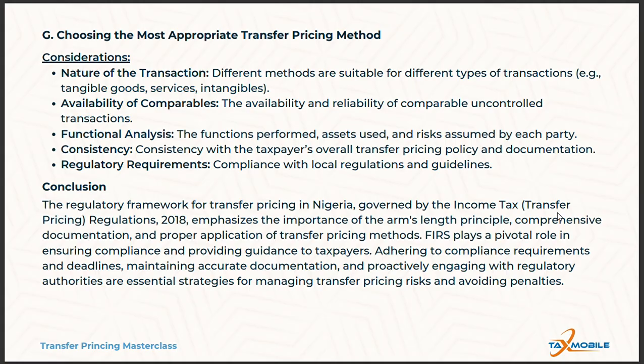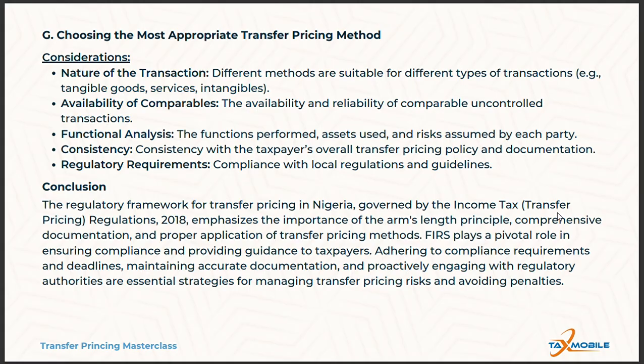Now, when the related party performs significant value adding functions such as manufacturing or complex services, the cost plus method ensures that the markup reflects the value created. Now let's look at consistency, which is one of the considerations when choosing the appropriate transfer pricing method. Consistency with overall transfer pricing policy. Transfer pricing methods must be consistent with the company's overall transfer pricing strategy and should align with how the company handles similar transactions across different jurisdictions.